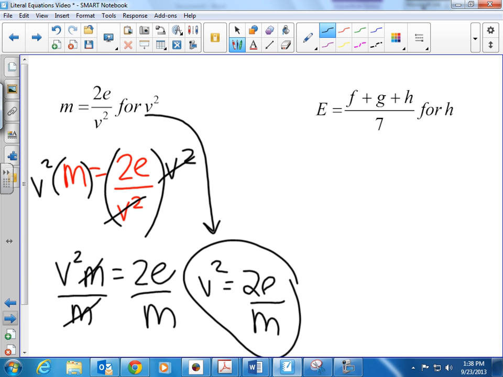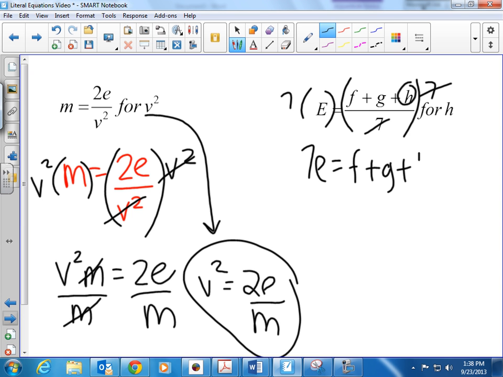The next one, e equals f plus g plus h divided by 7, and we're wanting to get h alone. So first, before I can get this h alone, I see that this dividing by 7's in the way. How do we get rid of dividing by 7? We multiply each side by 7. So we have 7e equals, now my 7's cancel, which is just what I wanted, and I get f plus g plus h. I'm wanting to get h alone.